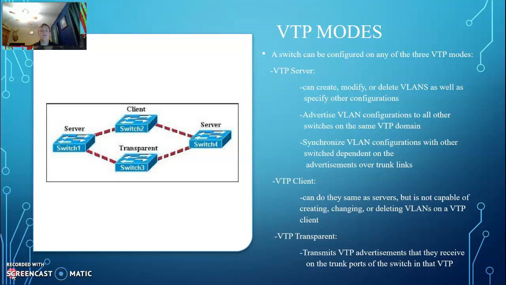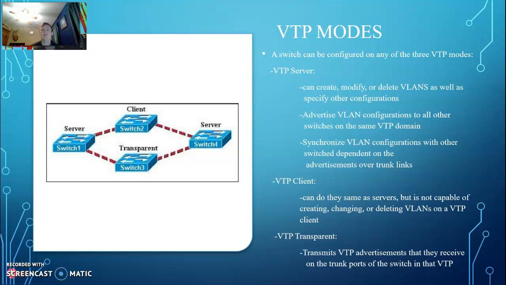If a switch is configured as a VTP client, the user can do the same as the server. However, they're not capable of changing, creating, or deleting VLANs on a VTP client. If a switch is configured as VTP transparent, the only thing the user can do is transmit VTP advertisements that are received upon the trunk ports of the switch.